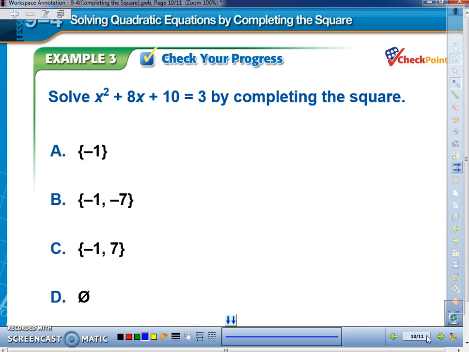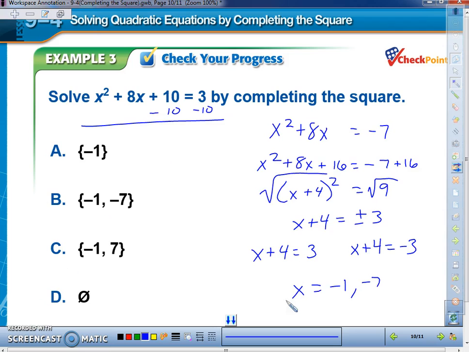Okay? Alright. So we're going to solve this one by completing the square. I'll let you go ahead and try that. Alright, so this is the work I did and the way I solved it. Let you look at that and see how you did. Okay, I think B ends up as our answer right there.